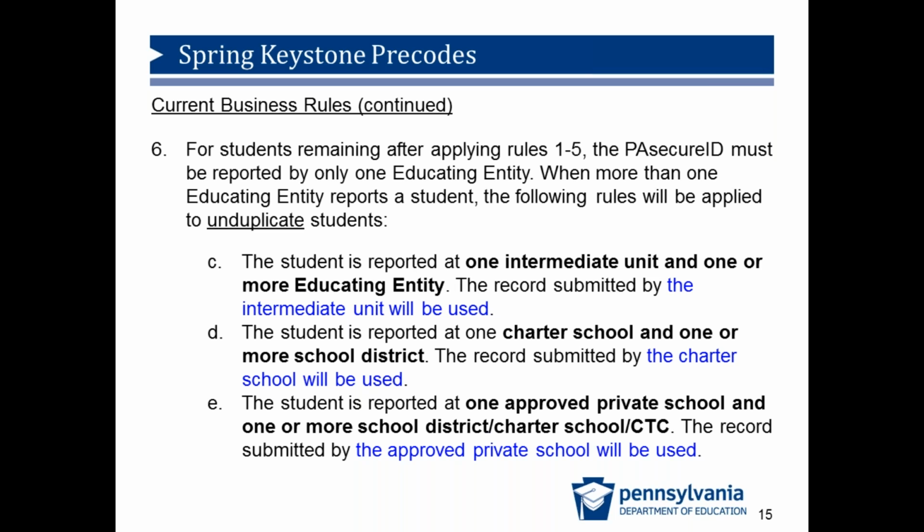If the educating entity indicates that the student is testing, they will receive the Precode label. 6D states that if a student is reported by a charter school and one or more school districts, then the charter school receives the Precode label and setting up online test sessions. 6E says that if a student is reported by an APS and one or more school district, charter school, or CTC, then the APS will receive the labels and setting up online test sessions.